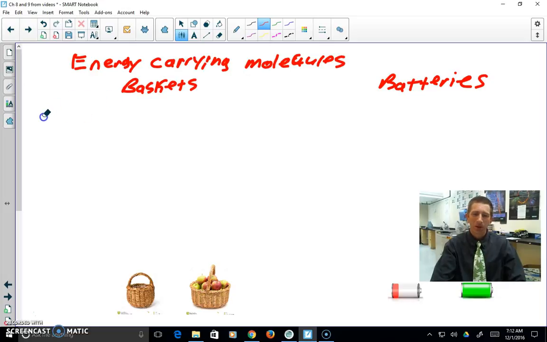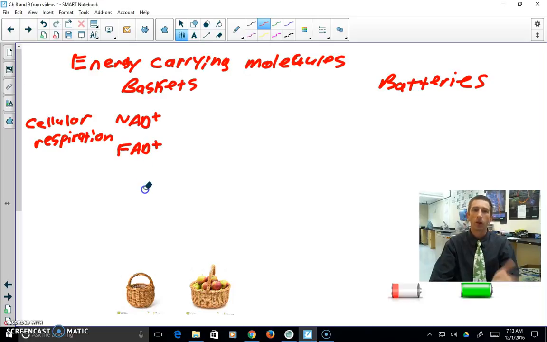So baskets and batteries. So we have a couple different baskets that operate in cellular respiration. Cellular respiration. So over here we're going to have our empty baskets. So our empty baskets are NAD+ as well as FAD+. And then during the process of cellular respiration, we fill those up with electrons. So we can say plus electrons, that's an E, right? Gets us to our full baskets, which are right down here.